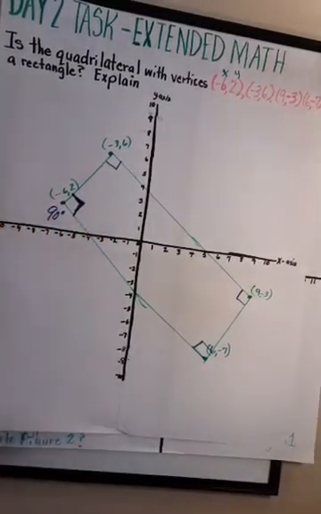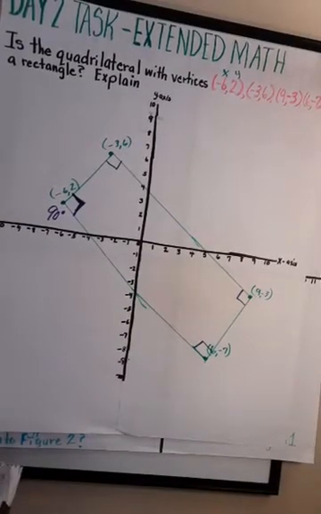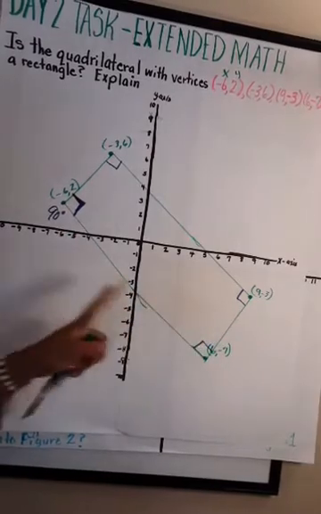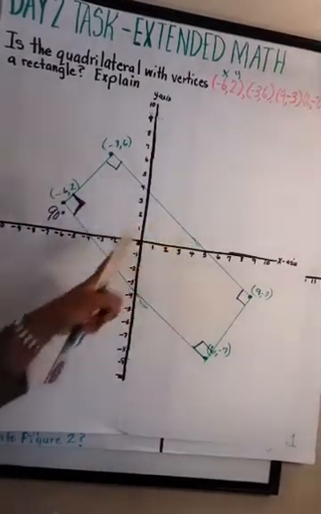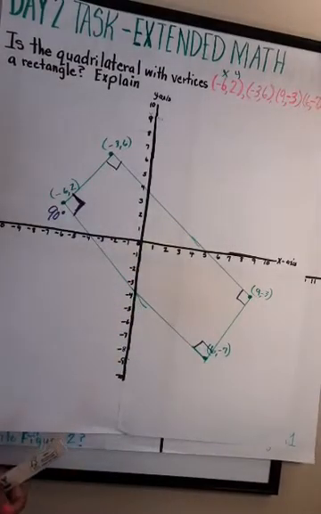So now, according to your paper, if you look at your paper, it said extended math application. It asked you, was that a rectangle? We found that. We said, yes, it was. And it says explain. Now, we know it's a rectangle because it has two congruent sides over here. These two sides are congruent and these two are congruent. And it has 4 right angles.